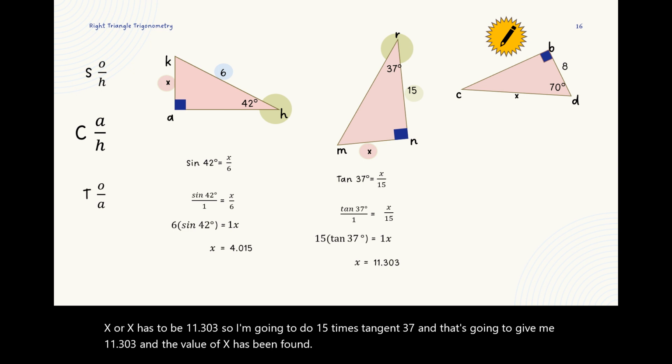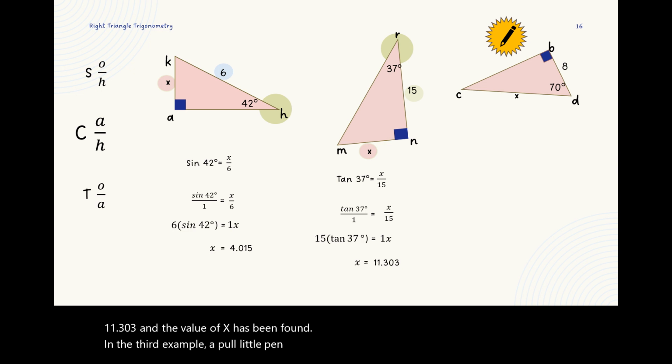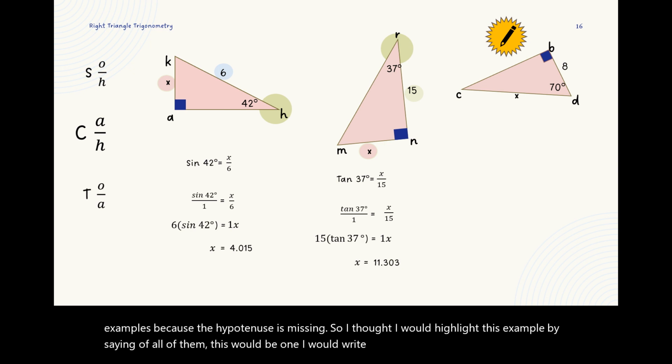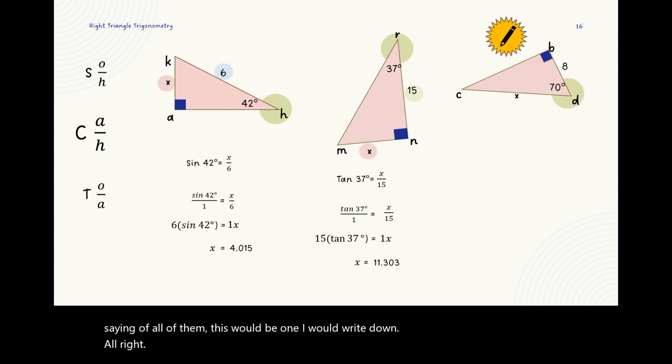In the third example, I put a little pencil up there because this one is one of the trickier examples, because the hypotenuse is missing. So I thought I would highlight this example by saying, of all of them, this would be one I would write down. All right. Angle D is known to us. So that is 70 degrees.